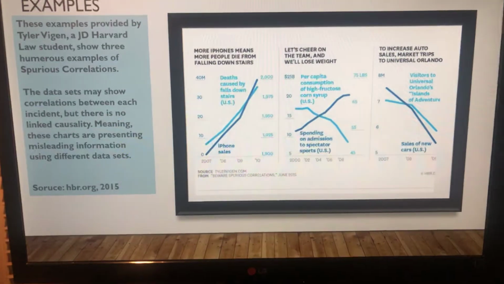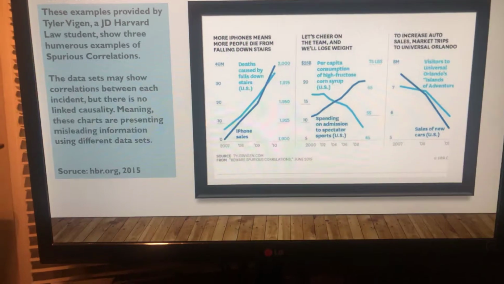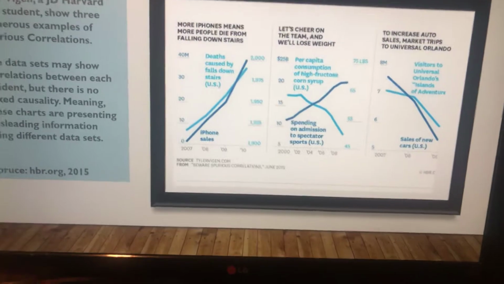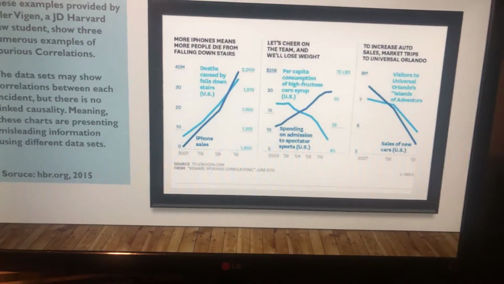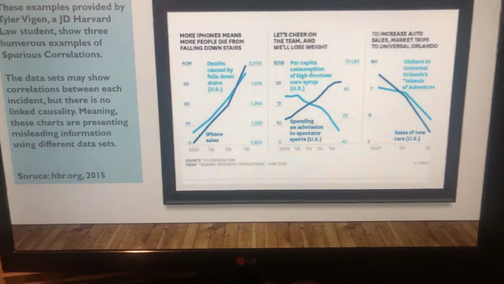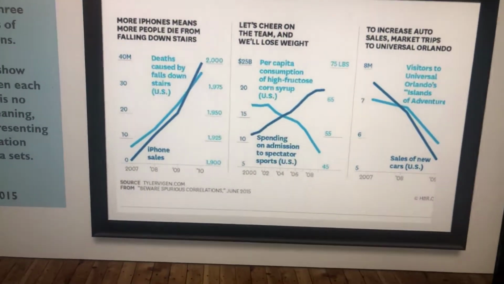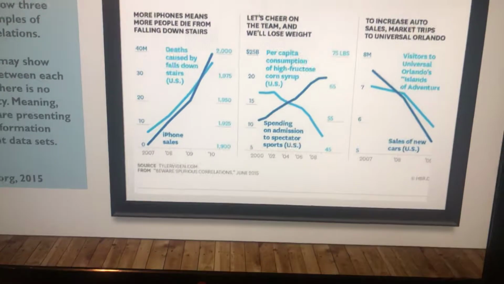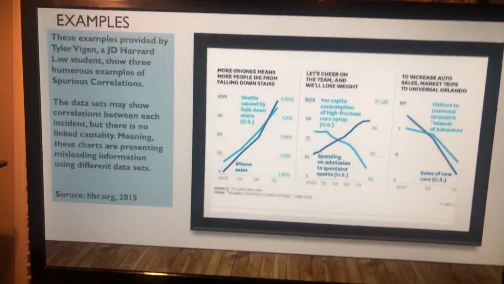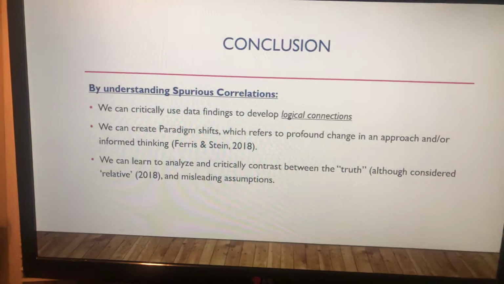Some examples from Tyler Vigen, who created quite a popular article about examples of spurious correlations, are set here. More iPhones means people die from falling down stairs. Let's cheer the team and we'll lose weight. To increase auto sales, market trips to Universal Orlando Studios. These are things that may look like they relate due to the numbers, due to the correlations. One's increasing as one's decreasing on a consistent basis. But in reality, they're completely caused by separate factors, and it can't be judged just based off looking at different data sets.